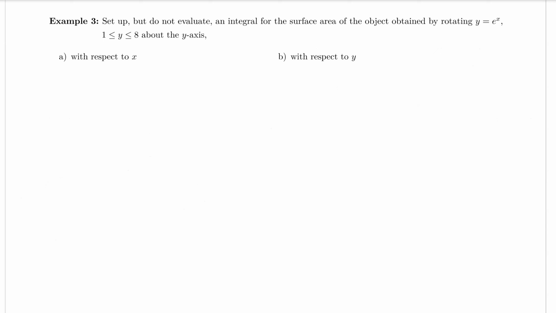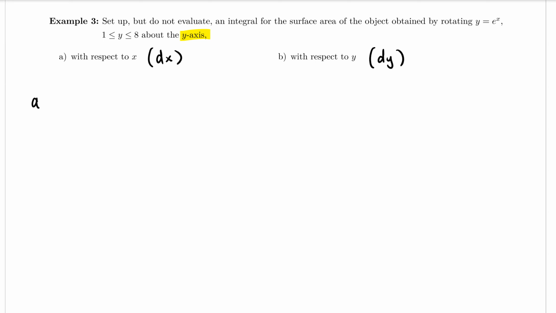Example 3 says set up but do not evaluate an integral for the surface area of the object obtained by rotating y equals e to the x about the y-axis, where y is bounded between 1 and 8. And here in part A, we're integrating with respect to x, and then in part B, we're integrating with respect to y. Now, this is almost exactly the same as the previous example, but now we're rotating about the y-axis.